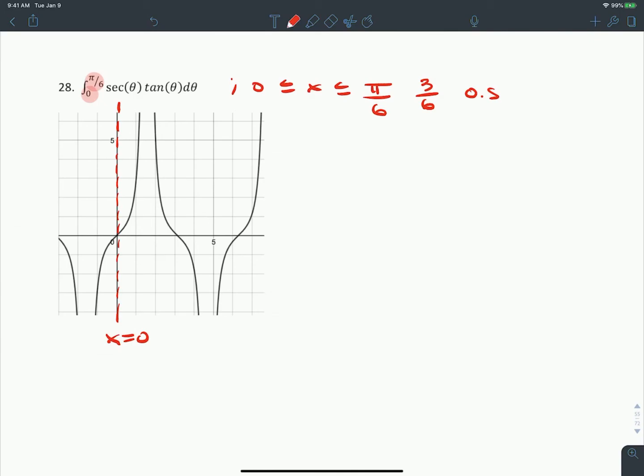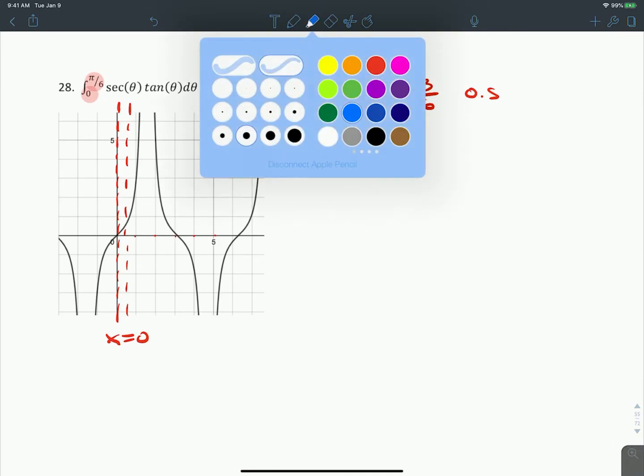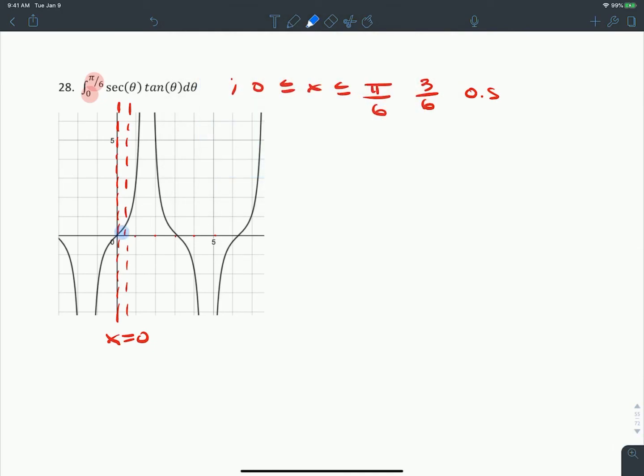Now, 0.5 and 1/2, if we look at this, this is 1, 2, 3, 4, 5. So every dashed line is 1. So what we're really seeing with this question is 1/2 would be right here. And so the area under that curve here is strictly positive. It's just that little portion there.